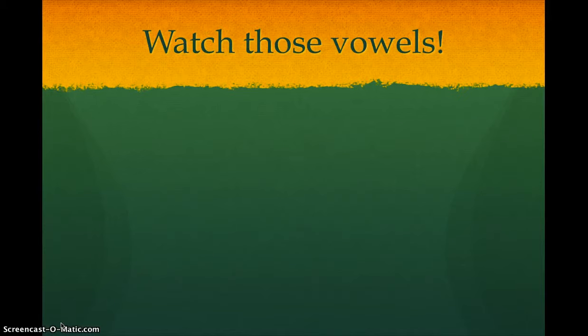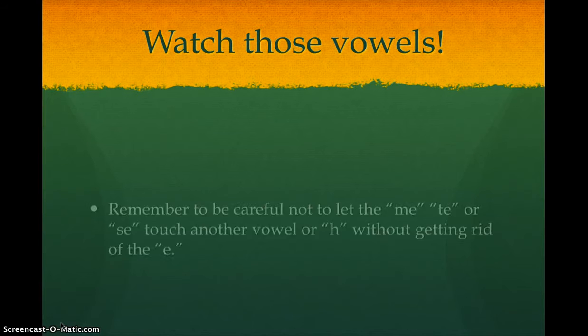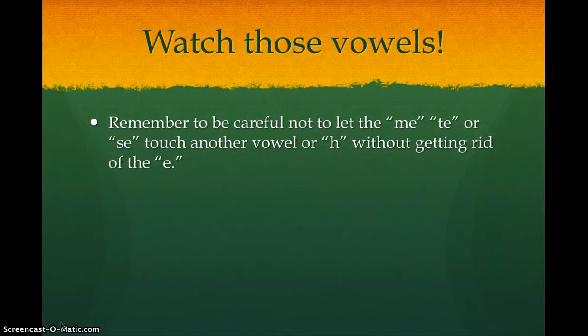All right, now watch the vowels. You know that in French, the French don't like to have vowels together because it makes you hesitate when you pronounce the words. So what they do is they drop off a vowel and put the apostrophe, and this is no different. And of course, H's are treated the same way. So remember to be careful not to let the me, te, or se touch another vowel or H without getting rid of the E.